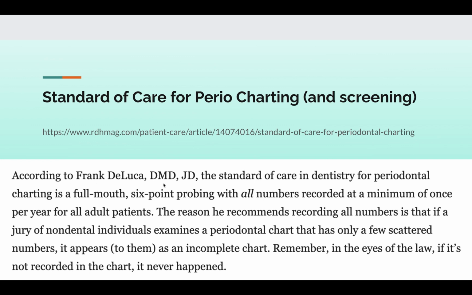All right, so according to Frank DeLuca, DMD, JD, JD indicating he's a lawyer and a dentist, so somebody who can oversee the entire profession from both a clinical and legal perspective. He says, the standard of care in dentistry for periodontal charting is a full mouth 6-point probing with all numbers recorded at a minimum of once per year for all adult patients. The reason he recommends recording all numbers is that if a jury of non-dental individuals examines a periodontal chart that has only a few scattered numbers, quote unquote PSR, it appears to them as an incomplete chart. Remember, in the eyes of the law, if it's not recorded in the chart, it never happened.